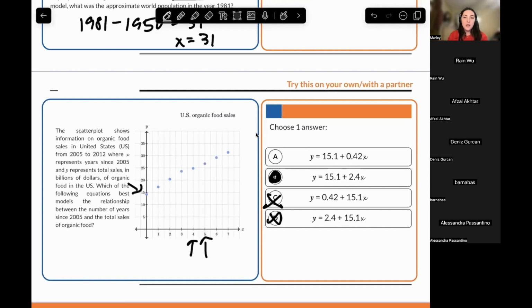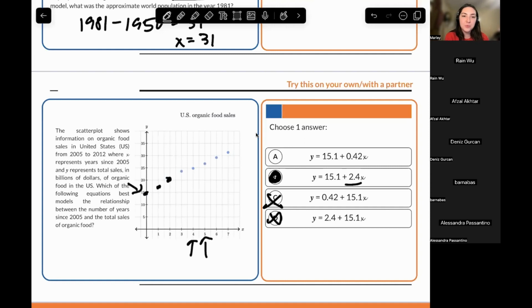Also, looking at those points, it kind of looks like, okay, from 0 to here, we're going up about 2, and to there again, another 2. So it looks more like I'm going up 2-ish than 0.5 or 0.4. So that's another reason why we want to go with B. We can always plug it into Desmos to see.